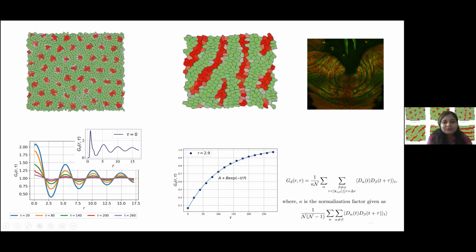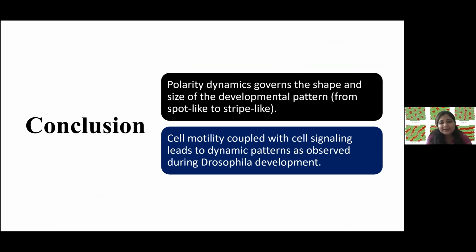So we showed that the polarity dynamics governs the shape and size of the developmental patterns, ranging from spot-like to stripe-like by only varying the xi by dr term. And the cell motility coupled with the cell signaling leads to dynamic patterns, as we can see in Drosophila development.